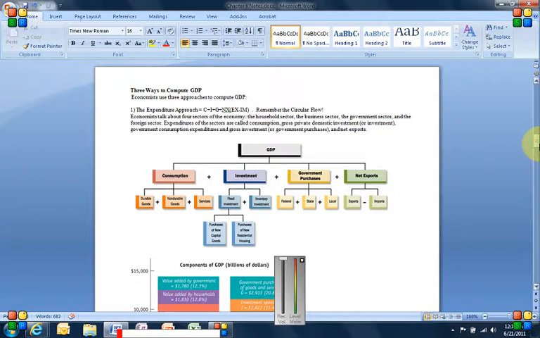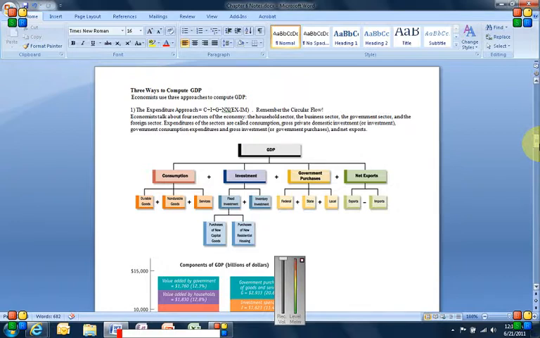But there are three different ways of computing GDP. Economists use these different approaches to show it from different perspectives, but theoretically at least, they should come to the same figure. The expenditure approach is the one that's used most frequently, and so that's listed here. The expenditure approach is C plus I plus G plus NX. Adding those segments of a society and its economic activity together is one way to calculate GDP.